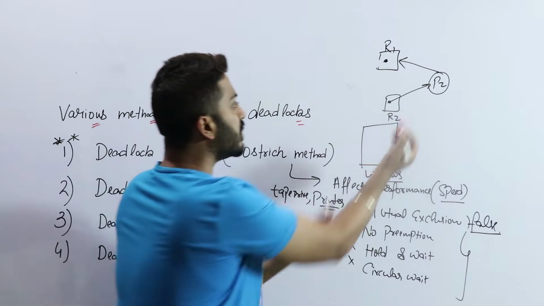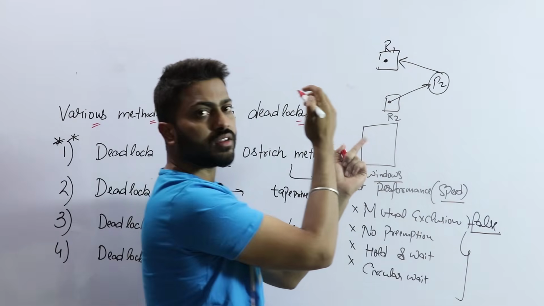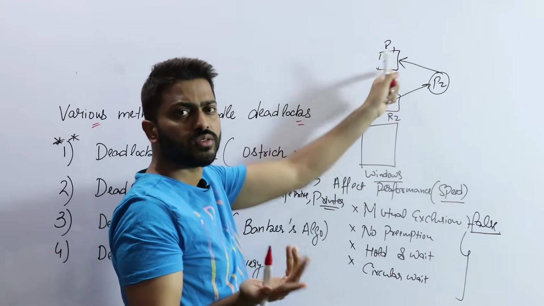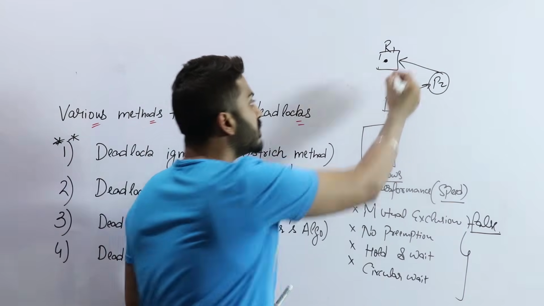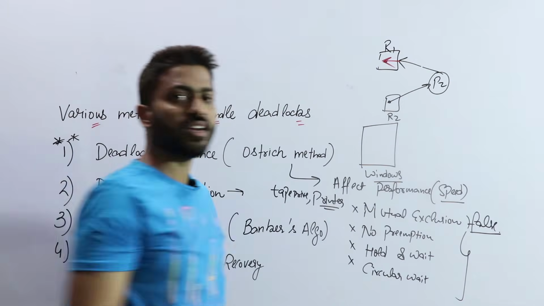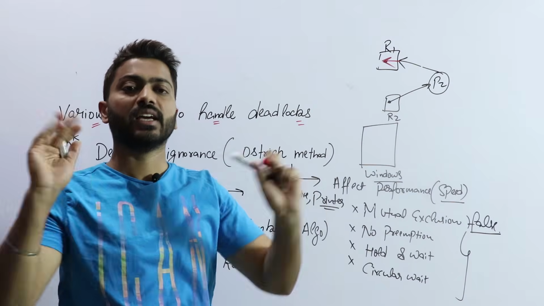So in this situation, P2 already has R2, P2 needs only R1 and R1 is free. So if the resource is free, give it simply. So I will give this resource to P2. Now P2 can successfully execute.